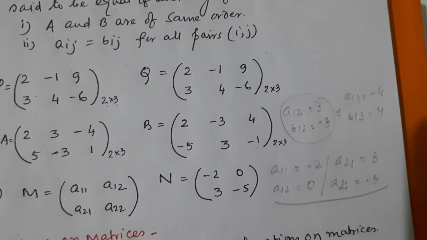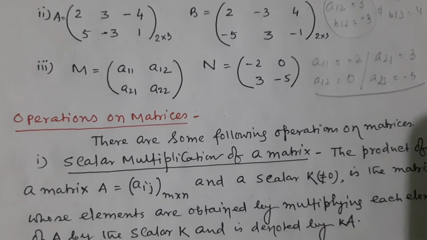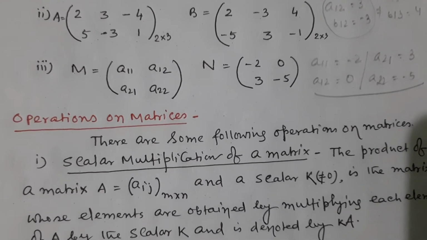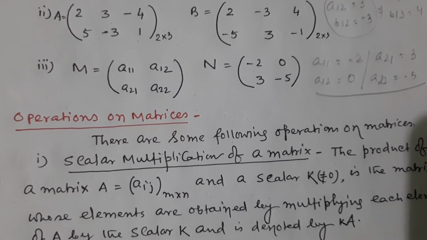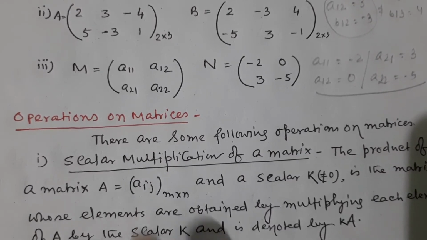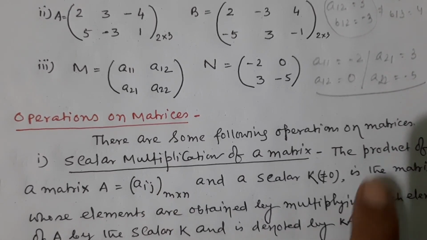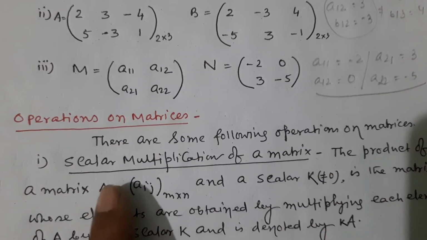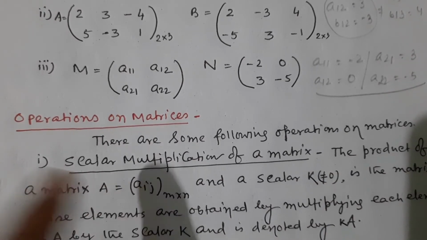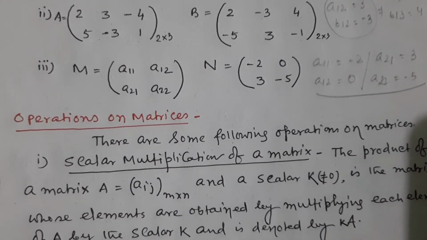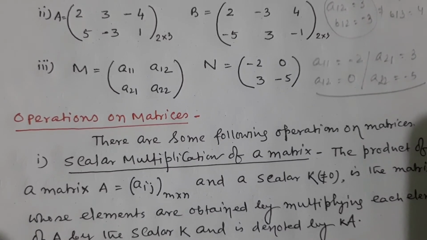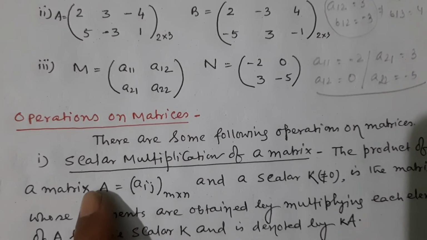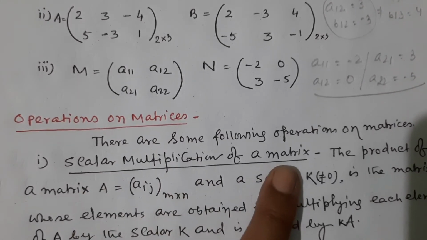Next, operations on matrices. How can we operate on more than two matrices? What are the operations on matrices? There are the following operations on matrices. Number one, scalar multiplication of a matrix. Number two, addition and subtraction of two matrices. Number three, multiplication of matrices. We first discuss scalar multiplication of a matrix.